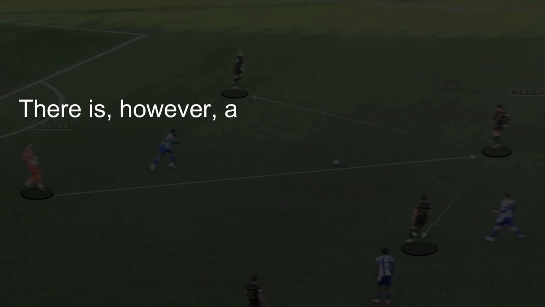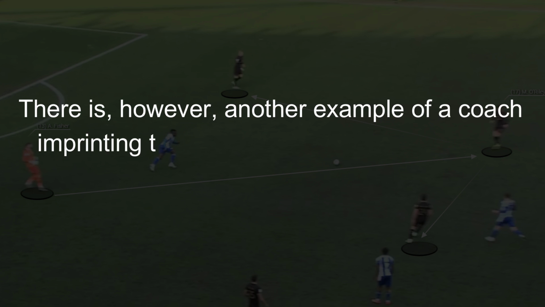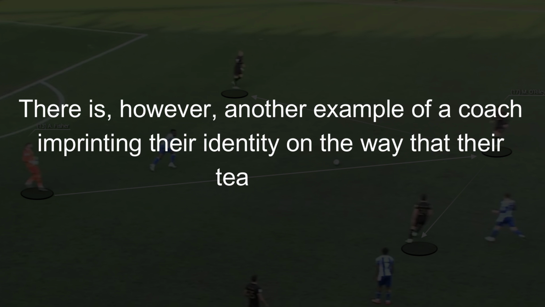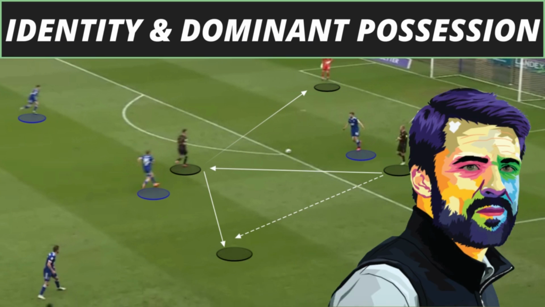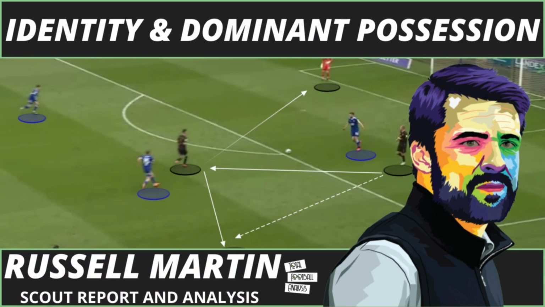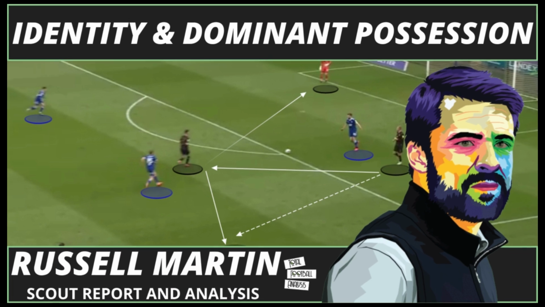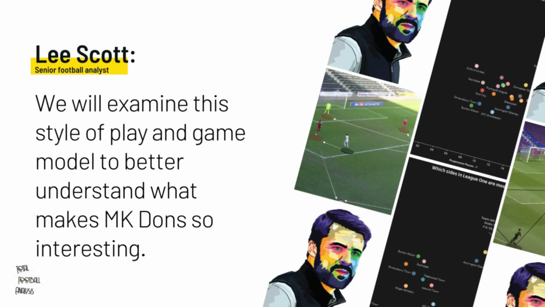The likes of Pep Guardiola, Jurgen Klopp and Marcelo Bielsa are all examples within the Premier League. There is, however, another example of a coach imprinting their identity on the way that the team plays, and this is happening in an unusual place. MK Dons currently play in League One, and under their coach, Russell Martin, they are playing a possession-based game with an emphasis on penetrating the opposition's defensive structure and occupying the final third. We will examine the style of play and game model to better understand what makes MK Dons so interesting.